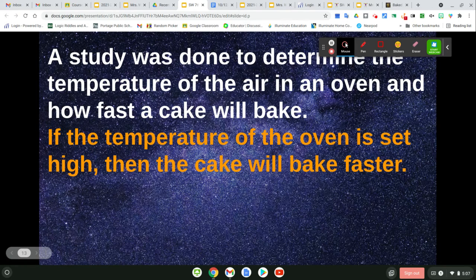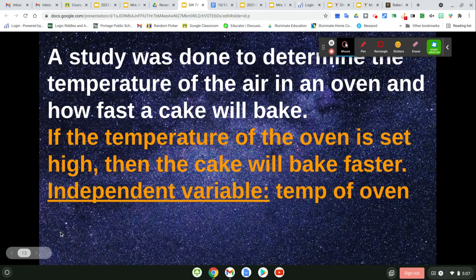So here is a hypothesis. We turn this into an if-then statement. If the temperature of the oven is set high, then the cake will bake faster. So the independent variable, what is it that we're testing? What is it that we could change in each of the setups? We could have one oven set at 250. We could have another oven set at 350. We could have a third oven set at 450. So the temperature of the oven is our independent variable. It's what we're testing, the temperature.